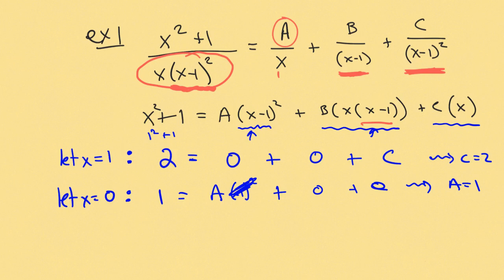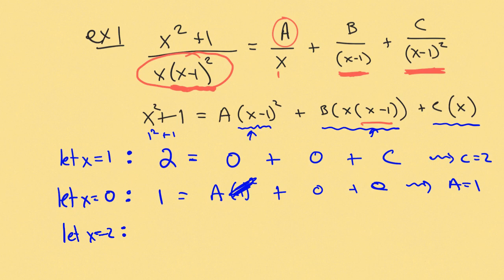I've already got A and C. Now here's the thing. I don't have B. And there's not another number I can choose to make any factor 0. I've already taken care of x minus 1 by using x equals 1. I've taken care of the x's by using x equals 0. So if that ever happens, we just get to pick any other value for x. Let x equal 2, maybe.